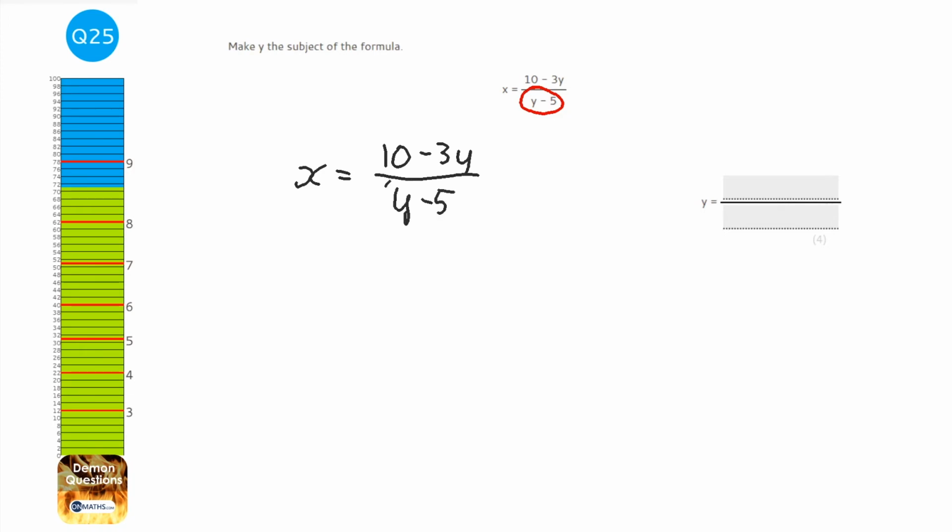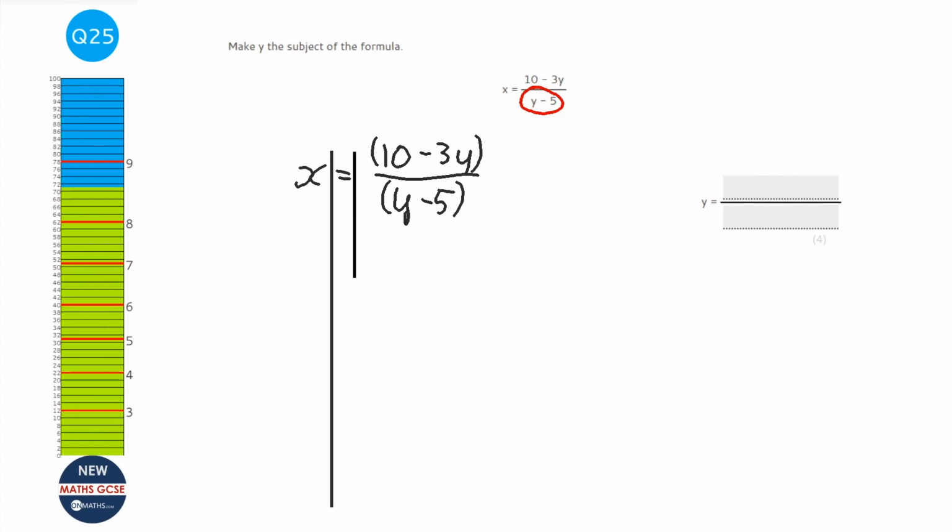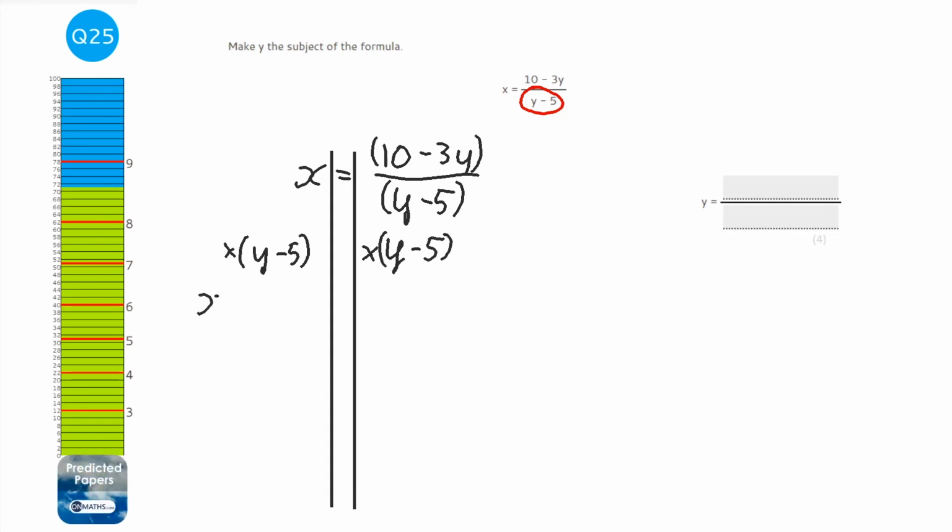And we can imagine that there's brackets around the top and bottom of this, and that sometimes helps us to answer the question. I'm going to put my lines down. So the first thing I want to do is times both sides by that y minus 5, and you must do that. You can't access the numerator of the fraction otherwise. So this ends up being x brackets y minus 5, and on the right hand side it's just the same numerator but without the denominator.